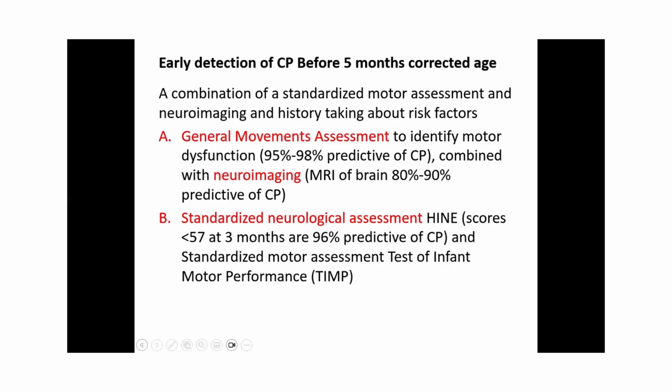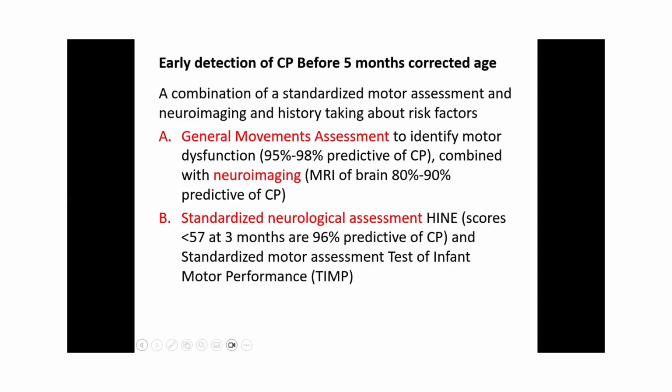General movement assessment to identify motor dysfunction has a high predictive value of cerebral palsy, which is 95% to 98%, when combined with neuroimaging. Again, MRI brain is 80% to 90% predictive of cerebral palsy.